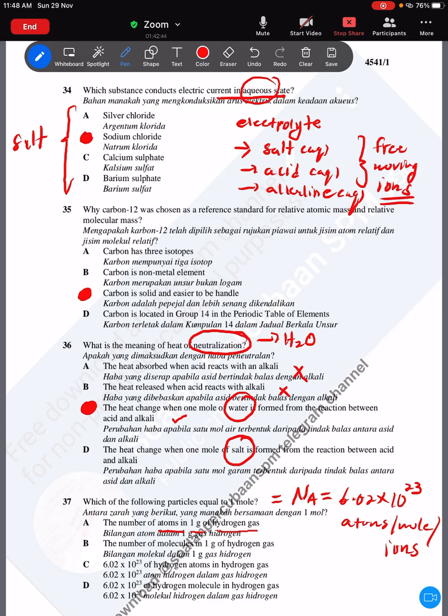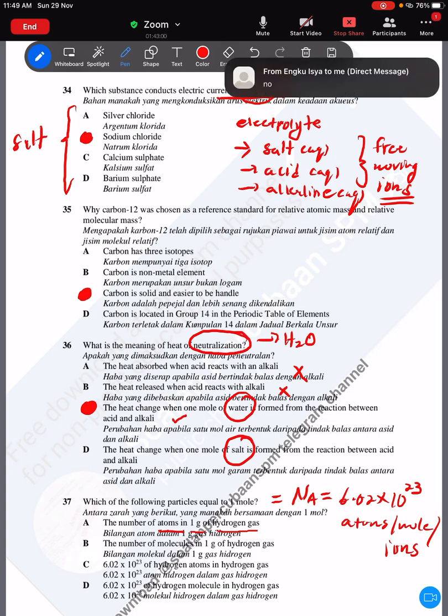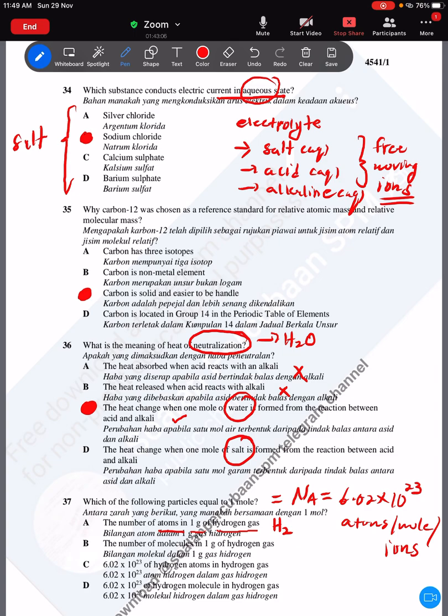Betul ke? Hello? Meow. Meow. Huh? No. Hydrogen gas is actually H2, my dear. Faham tak?